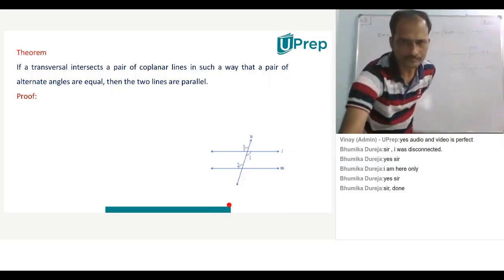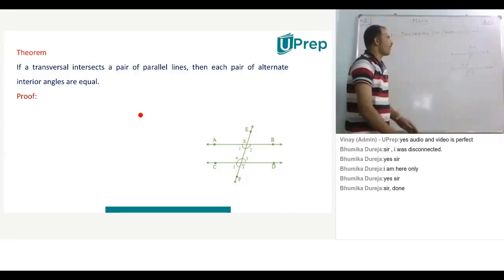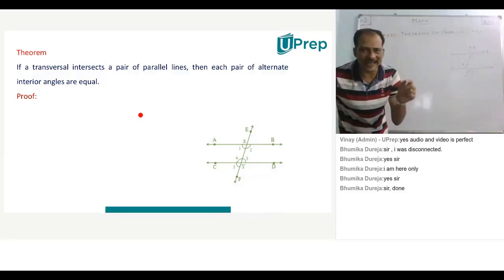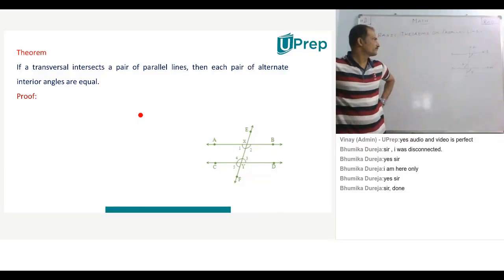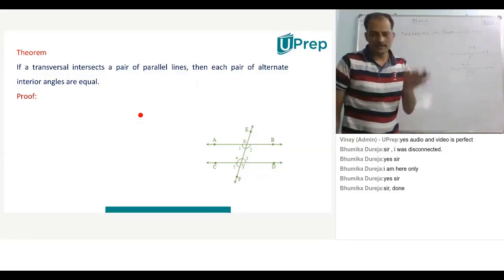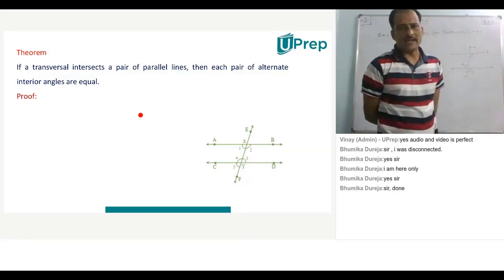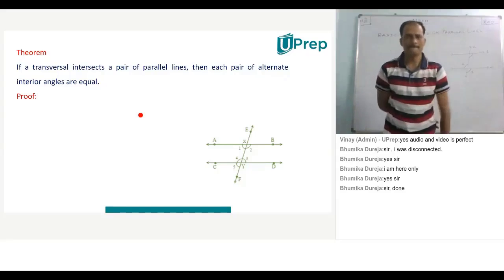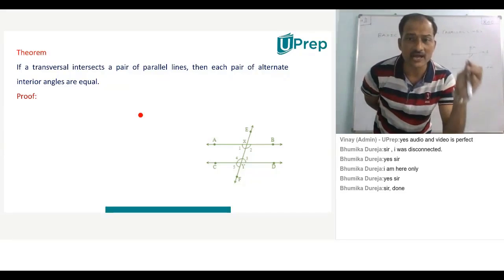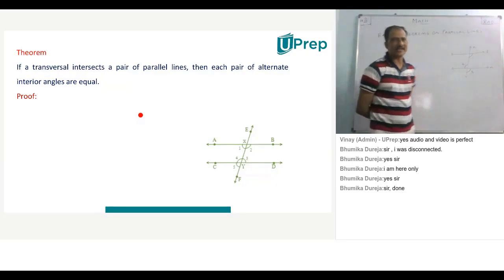Statement. If a transversal intersects a pair of parallel lines, then the alternate interior angles are equal.